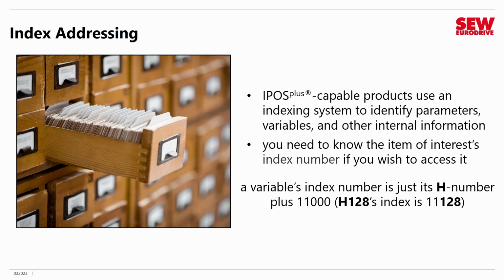Now, you can use MOVLINK to interact with the variables. I'm not sure why you'd want to, since you can interact with them directly, but they have index numbers. It is simply the H number plus 11,000. So for example, H128's index number is 11,128. All right, that's interesting, but how do you find parameter index numbers?